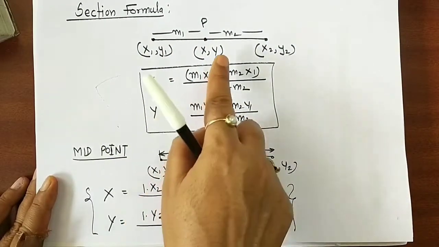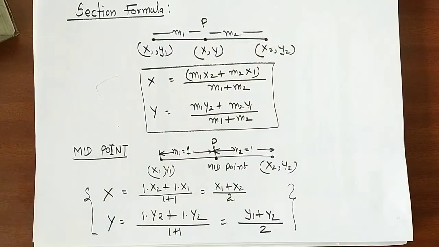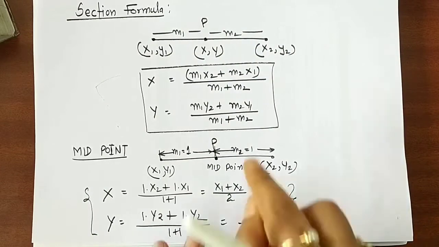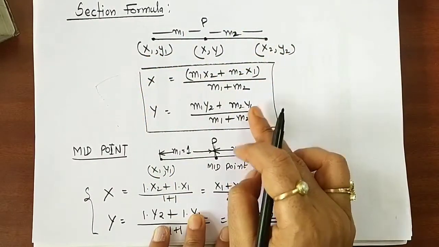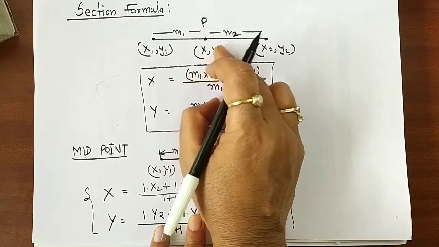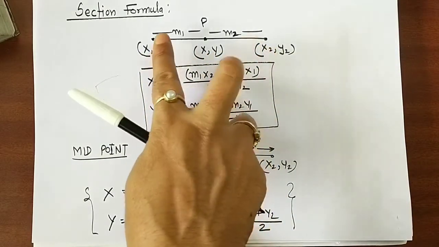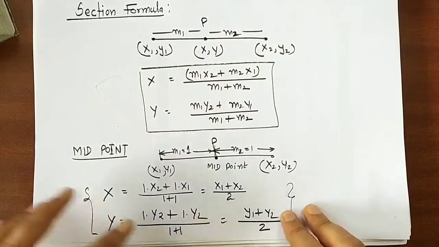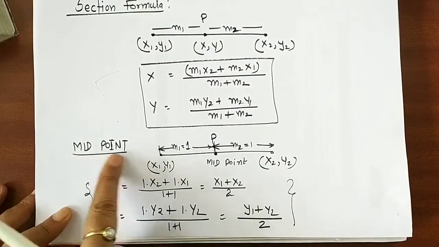Y, the second coordinate of this point P, is given as m1 y2 plus m2 y1 by m1 plus m2. So this is the section formula to find out a point which is dividing the given line into the ratio m1 and m2. The same formula can be used to derive the midpoint formula.